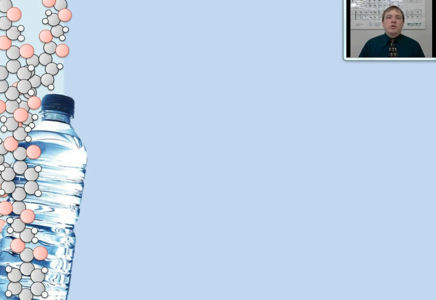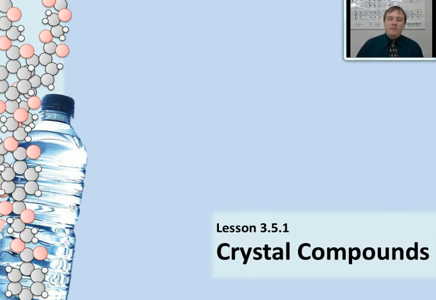In this lesson, we're going to learn about one type of substance that's formed when different atoms come together. We're going to learn about crystal compounds. First off, though, let's take a look at what makes something a compound.